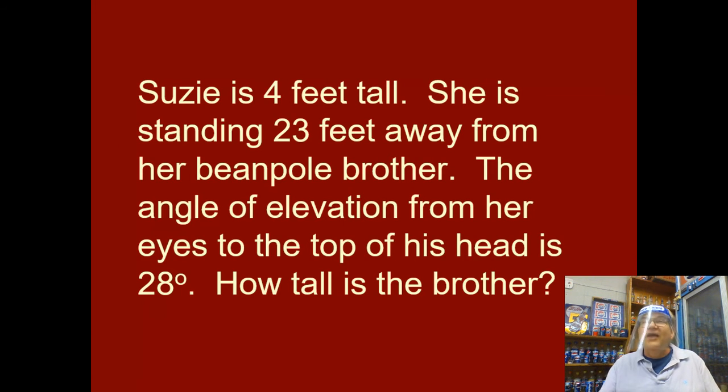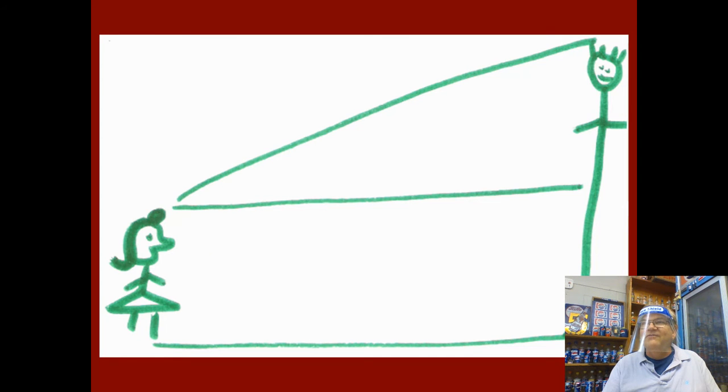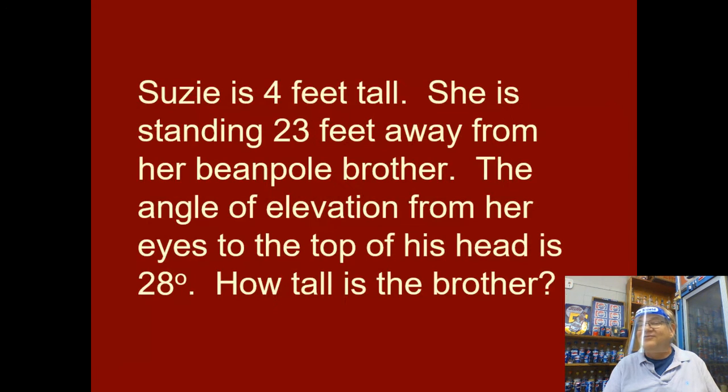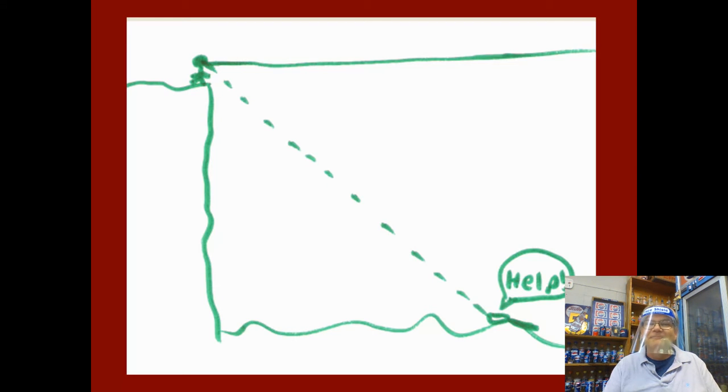This is the classic trig story problem. You remember I said at the beginning of the chapter we were going to be going outside and figuring out things like how tall the lights on the football field are. Well, it's really no different if I'm figuring out how tall her brother is. I know something, I want to figure out how tall something else is, and that's exactly the idea.